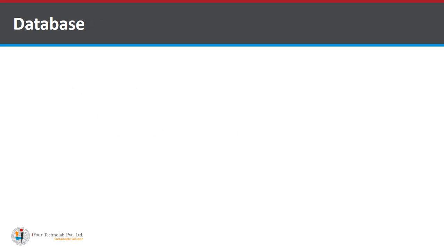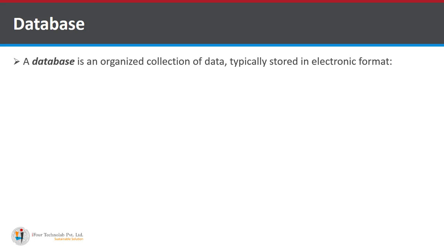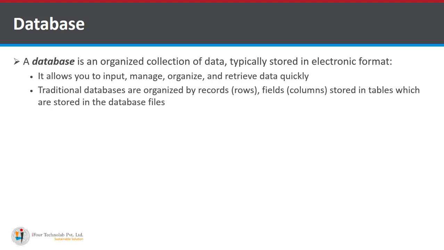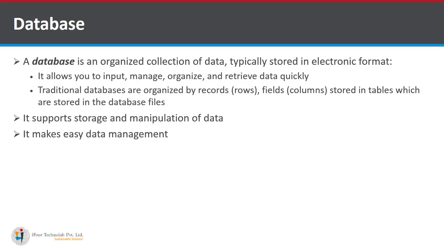Now, wherever there is SQL, there is going to be a database. So what is a database? A database is nothing but an organized collection of data which is typically stored in an electronic format. A database allows you to input, manage, organize and retrieve the data quickly as per our need. Traditional databases are organized by records, that is rows, and fields, that is columns, and stored in tables which are stored in database files. It supports storage and manipulation of data both. It makes data management easy.